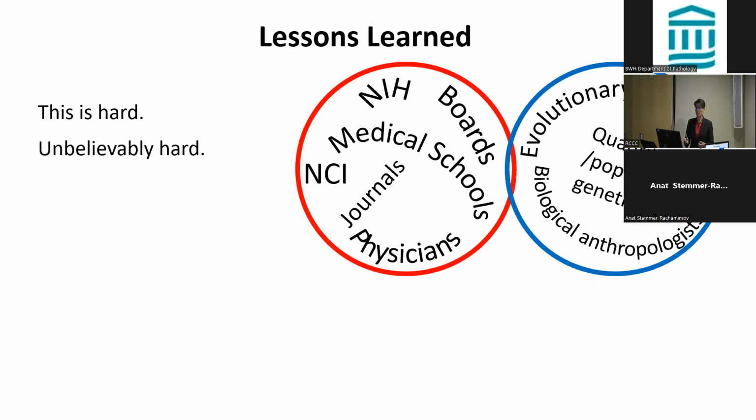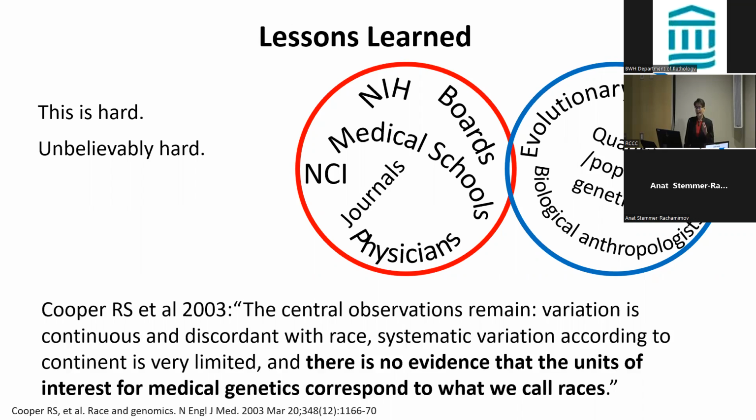On the other hand, you've got decades, actually probably about a century of writings by evolutionary biologists, quantitative and population geneticists, and biological anthropologists saying, there's no biological race. What are you talking about, right? And again, I bring up this comment from one of those authors. Variation is continuous and discordant with race. Systemic variation according to continent is very limited, and there is no evidence that the units of interest for medical genetics correspond to what we call races.